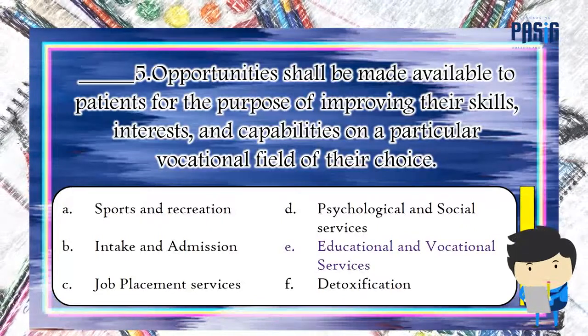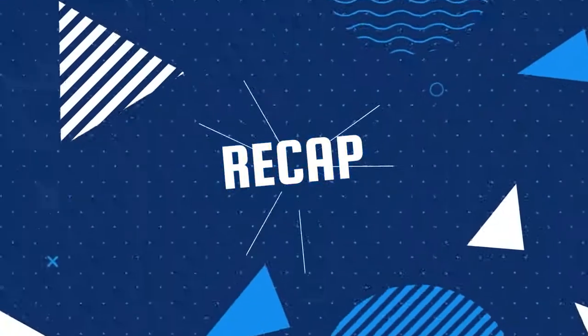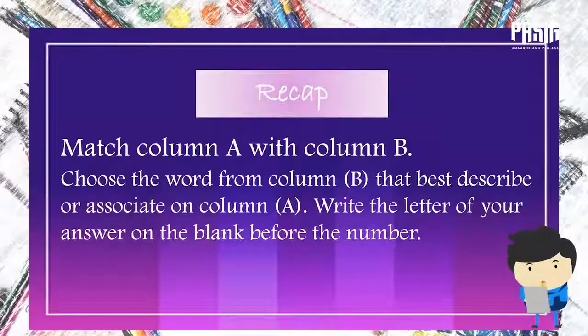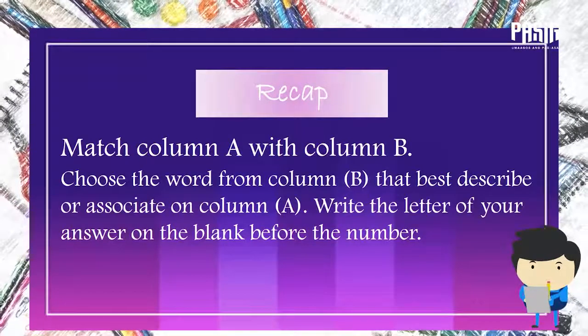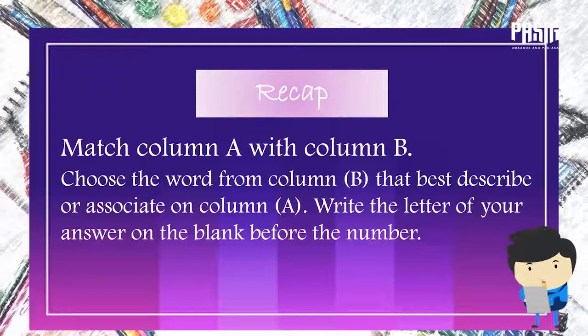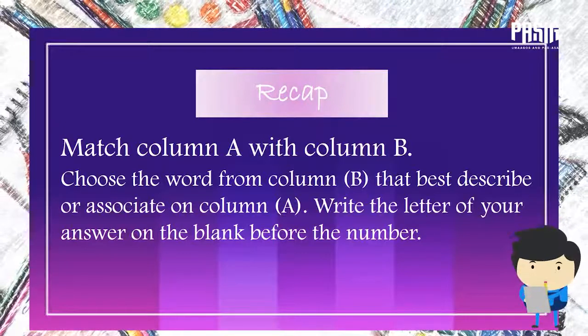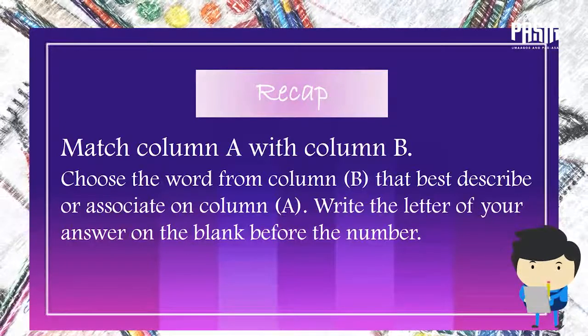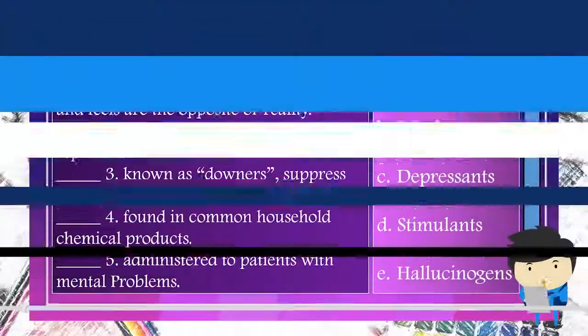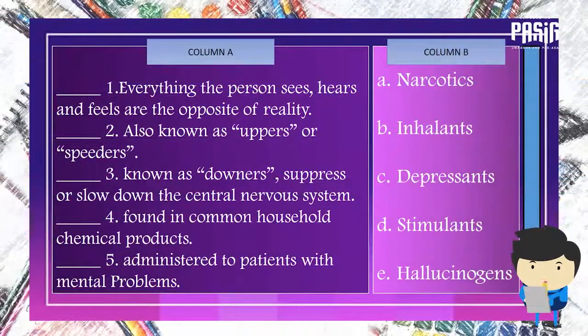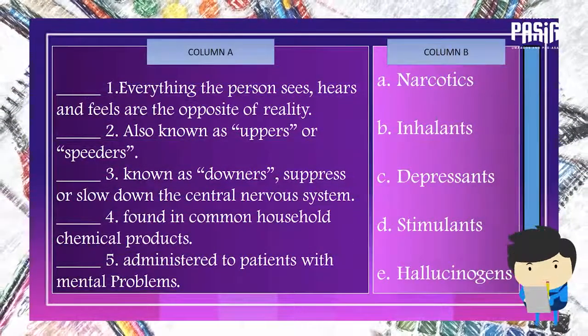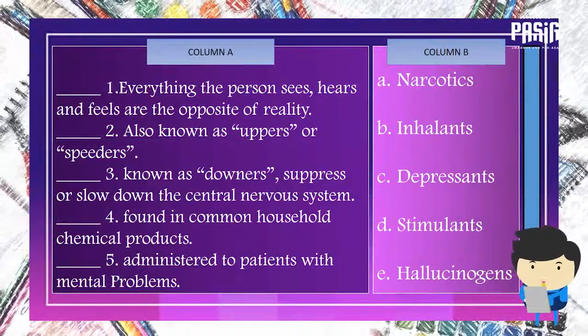Educational and vocational services. Let's have this recap. Match column A with column B. Choose the word from column B that best describes or is associated with column A. Write the letter of your answer on the blank before the number. Number 1. Everything the person sees, hears, and feels is the opposite of reality.